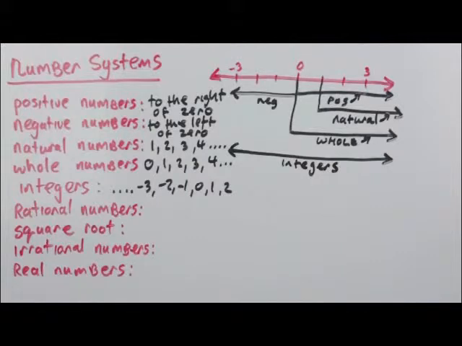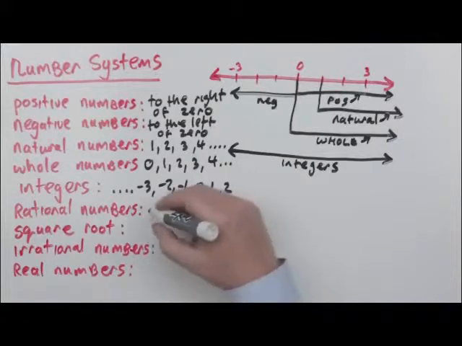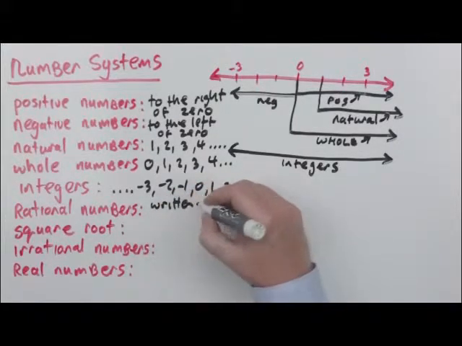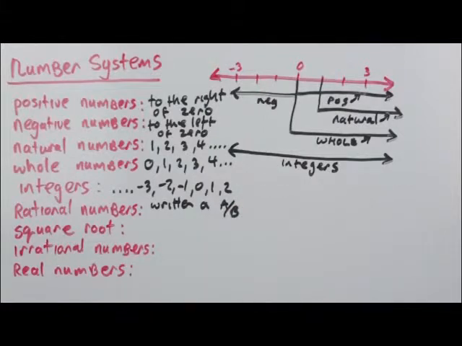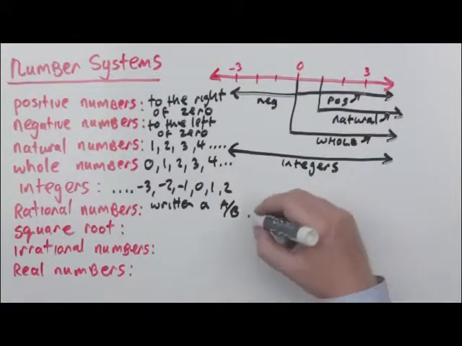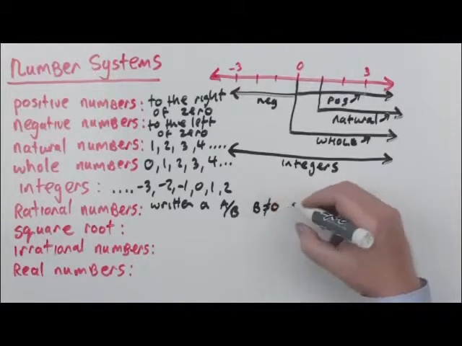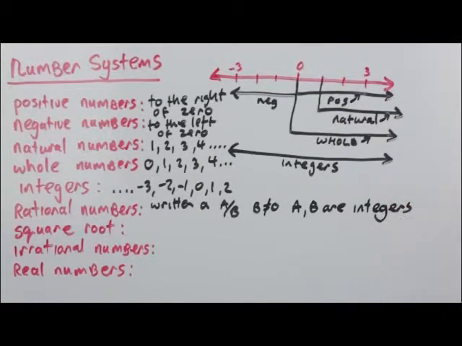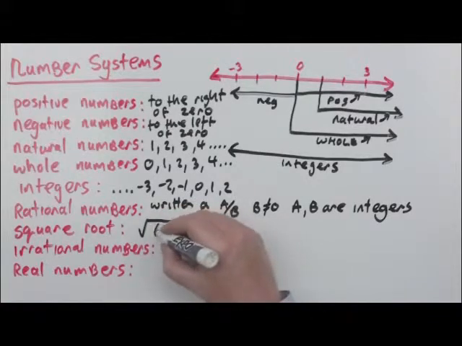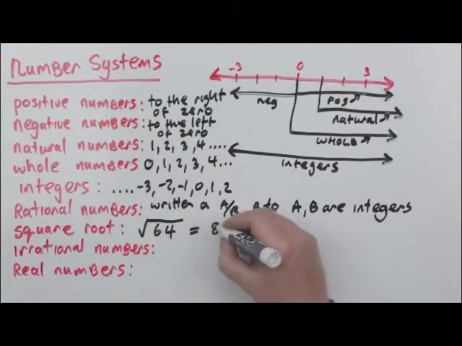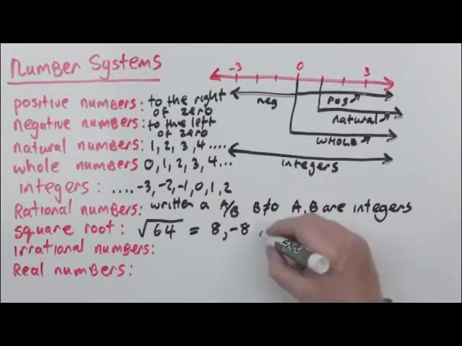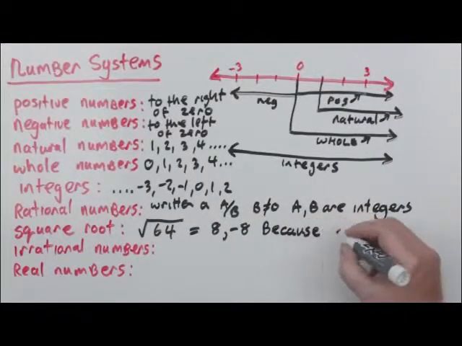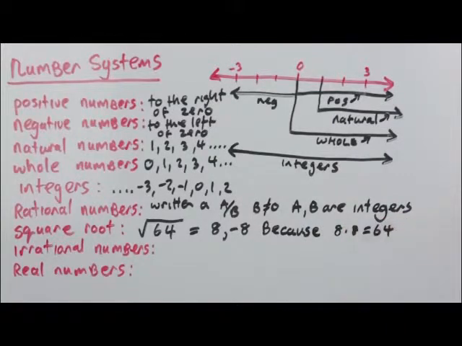Great. Rational numbers. Rational numbers are numbers that can be written as A over B, where B is not 0. B cannot be 0 because you can't divide something into no parts. And A and B are integers. Great. A square root, like the square root of 64, is equal to 8 or is equal to negative 8 because 8 times 8 is 64, or negative 8 times negative 8 is 64 also.